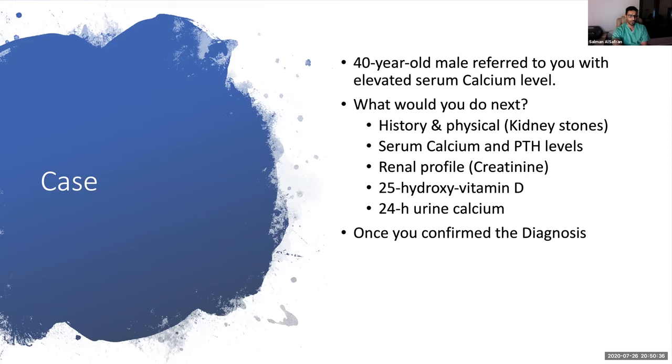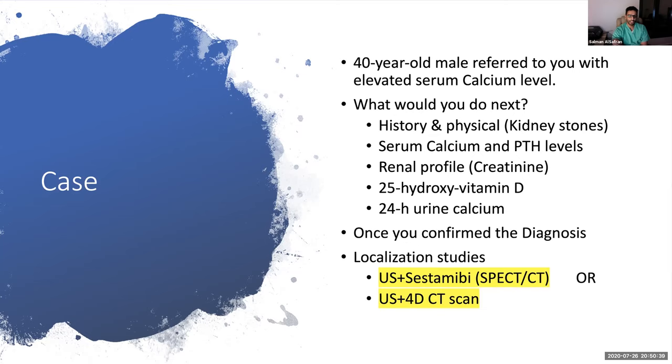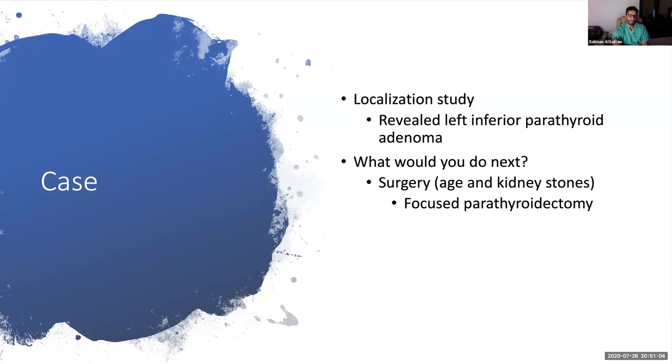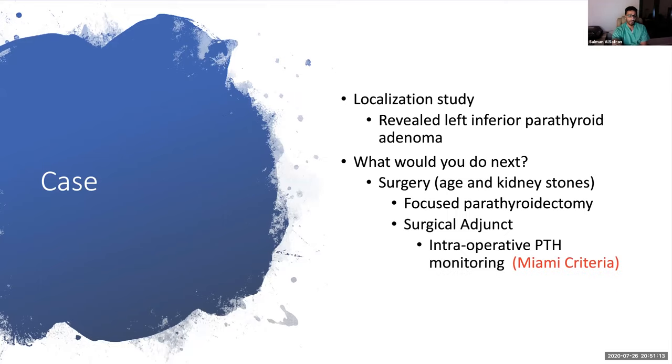You're going to decide on a localization study. Localization study, as you mentioned earlier, always, always, always do an ultrasound with either sestamibi or 4D CT scan, okay? So you do a localization study, it reveals a left inferior parathyroid adenoma. What would you do next? Okay, focused parathyroidectomy. Given the patient's age and that he has a kidney stone, he has two indications for surgery, so I would do a focused parathyroidectomy. Always use intraoperative PTH monitoring, Miami criteria.